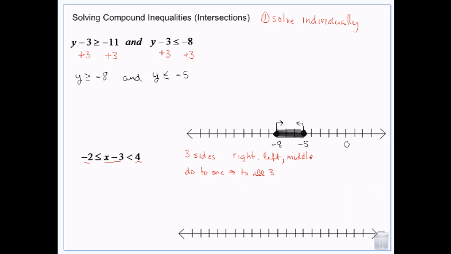Okay? So I'm looking at this x, and I'm going to add 3 to get rid of it. Well, if I add 3 here, I have to add 3 here and here.